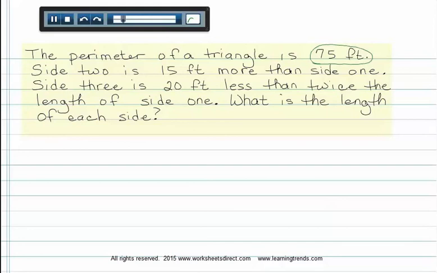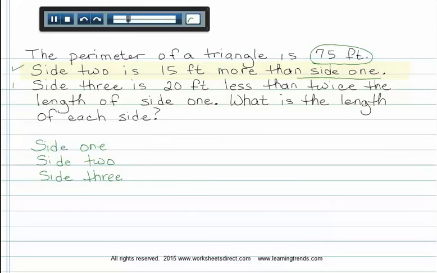We know that we have 3 sides. We have side 1, side 2, and side 3. We must decide which of those sides will be represented by x. And one way of determining that is to go back to the problem to see what the sides are being compared to. In our second sentence, it says side 2 is 15 feet more than side 1. Side 2 is being compared to side 1.